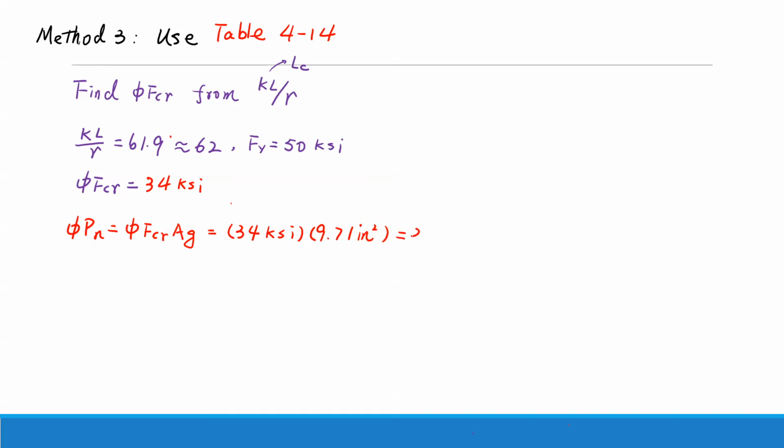And I also get 330 kips. Okay. So the nice thing about table 4-14 is it is not related to the shapes. So it's good for all the shapes. It's only related to your slenderness ratio and Fy. So as long as you know the controlling slenderness ratio and Fy, you get phi Fcr. Okay, so using the 3 different methods, we come across the same result. So pick any one of those as you like.